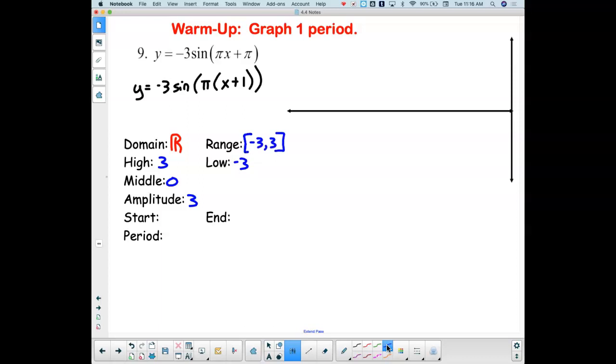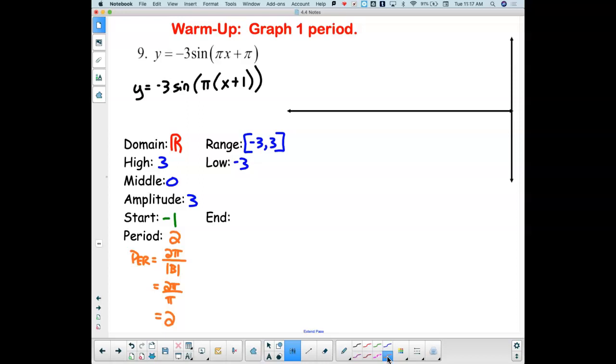Gosh, you guys are screwed up that one time. Okay. Good so far. Where does this one start? Starts at -1. Period: 2, because the period is 2 pi divided by b. So that's going to be 2 pi divided by pi, which is 2. So the period is 2.